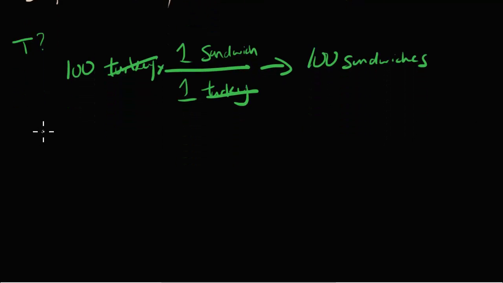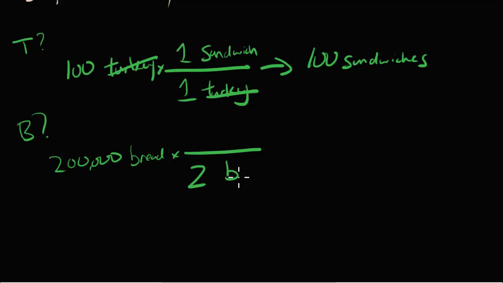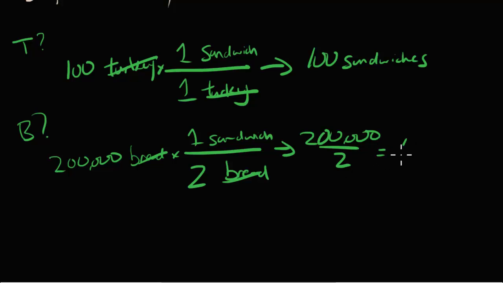Now I'm going to do the same thing. I'm going to solve this now with bread, right? So I had 200,000 slices of bread multiplied by, it takes 2 slices of bread to make 1 sandwich. So that yields me, once again, these units cancel out. That gives me 200,000 divided by 2, which is 100,000 sandwiches, right?